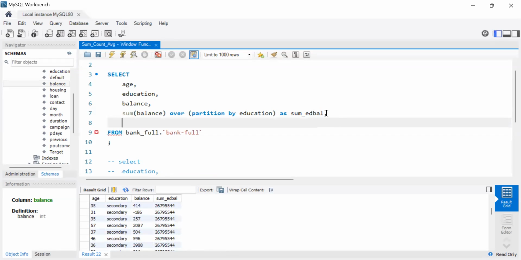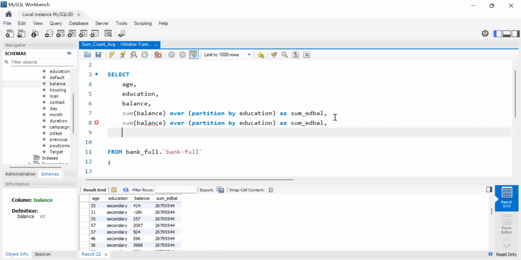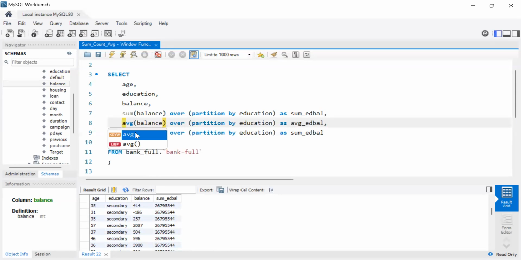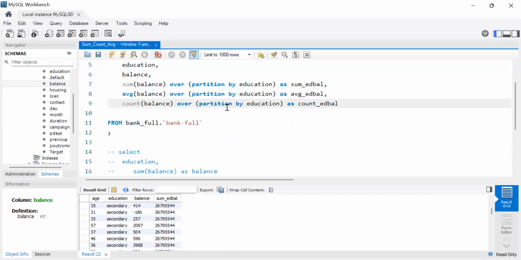So now what we're going to do is add the count and the average. So here we're going to do average education balance. So let's put average. Then here we're going to do, so this is going to do the same thing as the sum, the Windows function using sum.